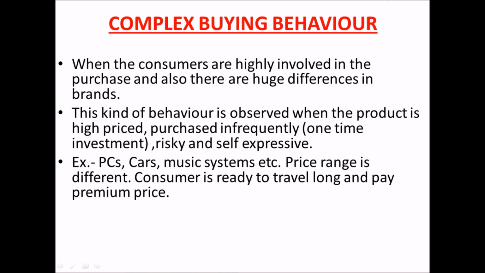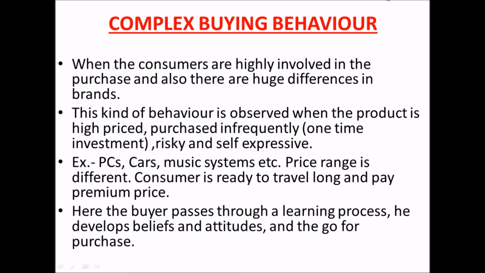Price range is different. So you know that there is a huge variety of brand choices from inferior to superior. As you proceed towards the superior brands, the price range will be different, and the consumer is ready to travel long and pay a premium price to purchase such kinds of products. Here the buyer passes through a learning process. He develops beliefs and attitudes, and then he goes for purchase. So before purchasing the product, the consumer is developing some beliefs and attitudes, and then he is going for purchase. So this is active learning. Active learning means do whatever you want to, but before making a purchase.